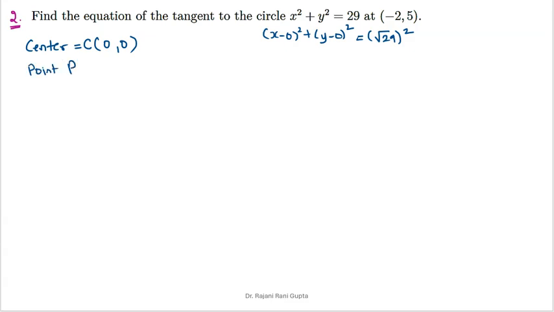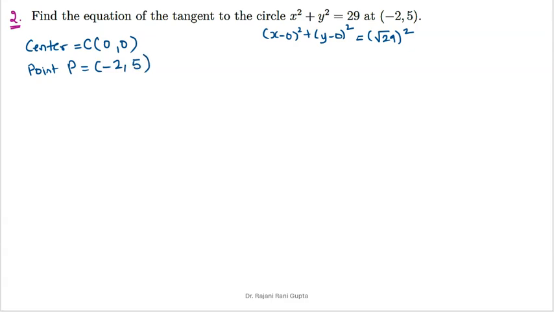So the equation of the circle is x squared plus y squared equals 29. So it means it's (x minus 0) squared plus (y minus 0) squared, correct? So the center will be at (0, 0). This is your point C. What will be the radius? Root of 29. Okay, that we don't need here. So this is your center and another point P is (-2, 5).